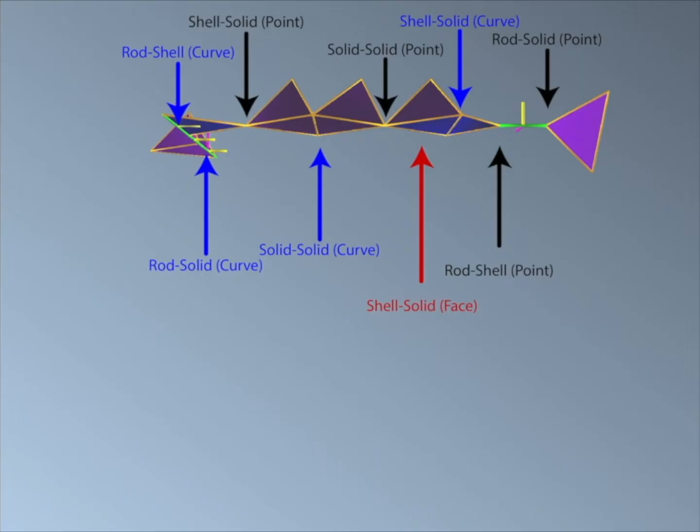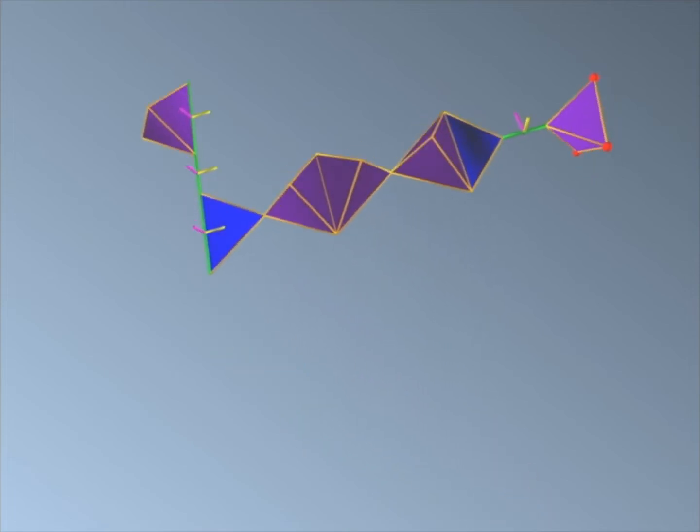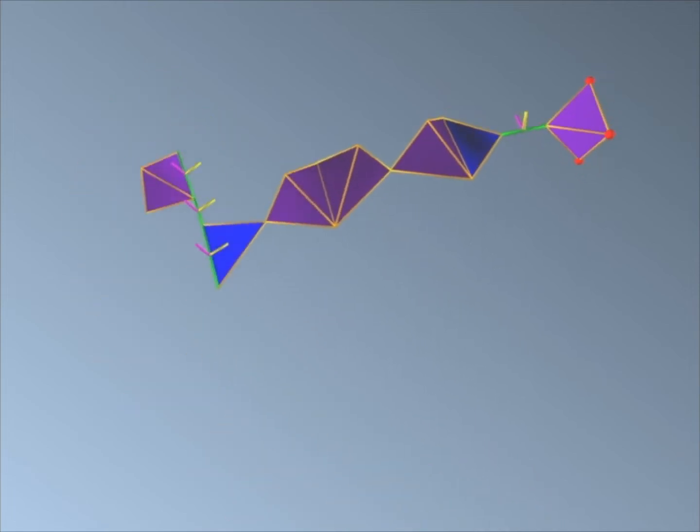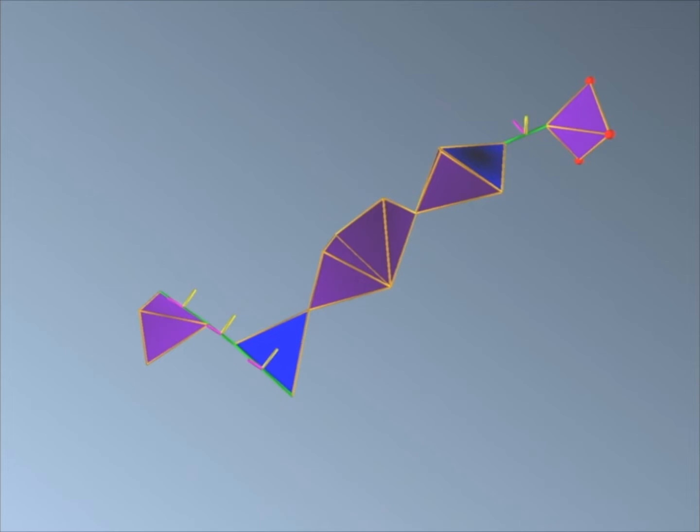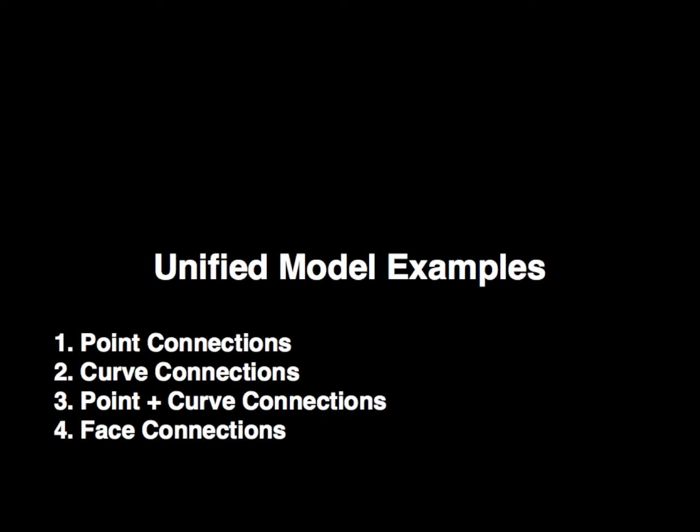Here is an example simultaneously illustrating all the connections between simplices that are made possible by our method, including non-manifold and embedded connections. Our different coupling connections can be applied to a wide variety of application scenarios, as we demonstrate next. We begin with point connections.